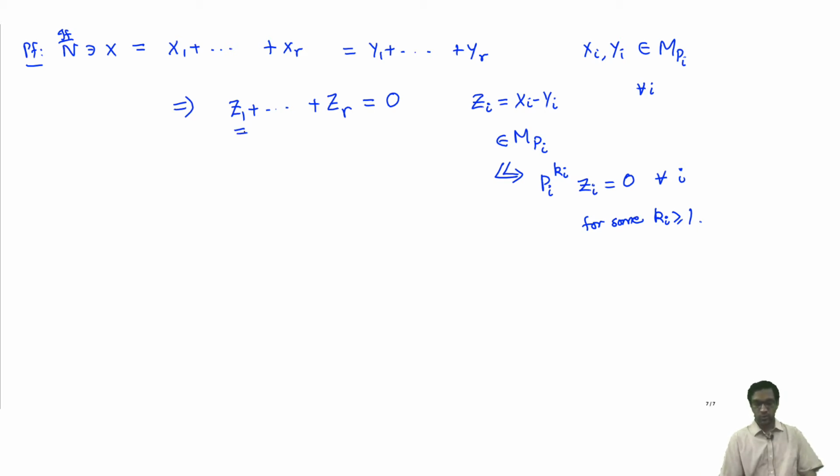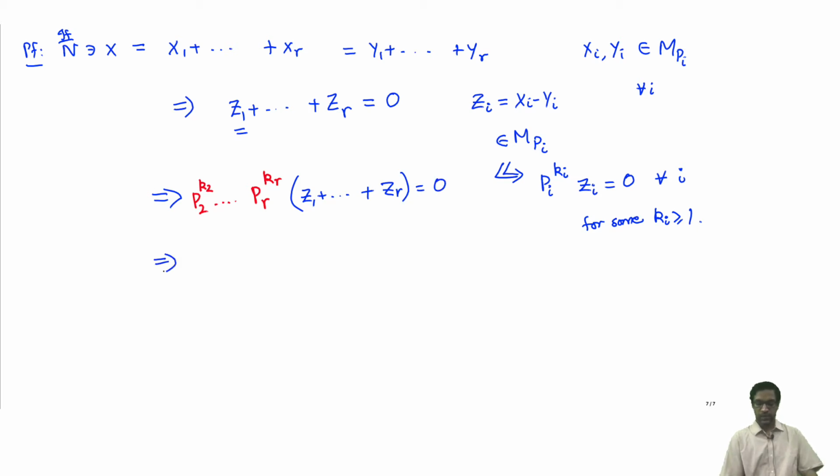To do that, let me do the following. I will multiply this left hand side by p2 power k2, p3 power k3, and so on. So let me start here. z1 plus z2 plus zr is 0. Let's multiply both sides of this equation by p2 power k2. This is a scalar now, an element of the ring. This is a scalar that I want to use, so this acting on z1 plus z2 plus zr is 0.